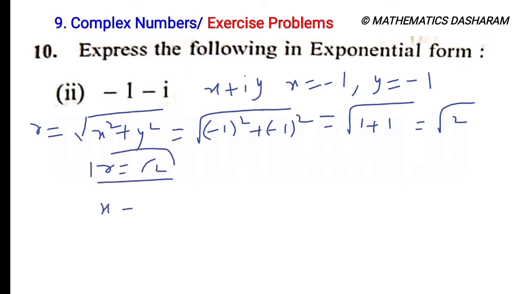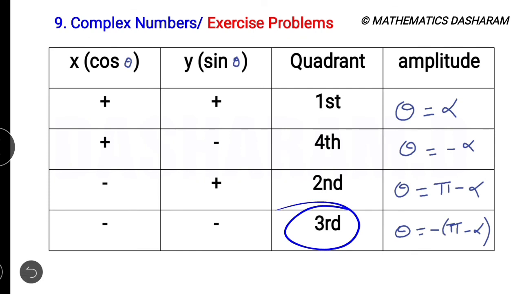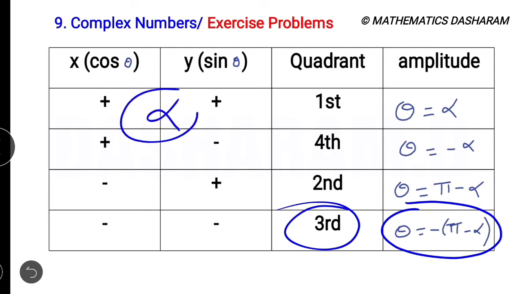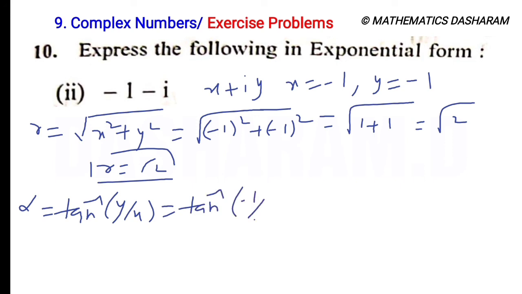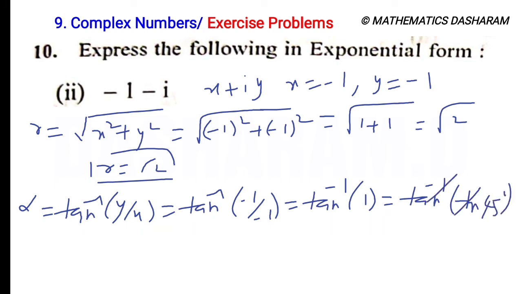Now here the x value is negative and the y value is also negative. Then the point x comma y lies in the third quadrant. So the amplitude theta becomes minus bracket of pi minus alpha. First we need to find the alpha value. So alpha equals tan inverse of y by x, which is tan inverse of minus 1 by minus 1, so tan inverse of 1. But 1 can be written as tan 45 degrees. So tan inverse cancels, and alpha equals 45 degrees.